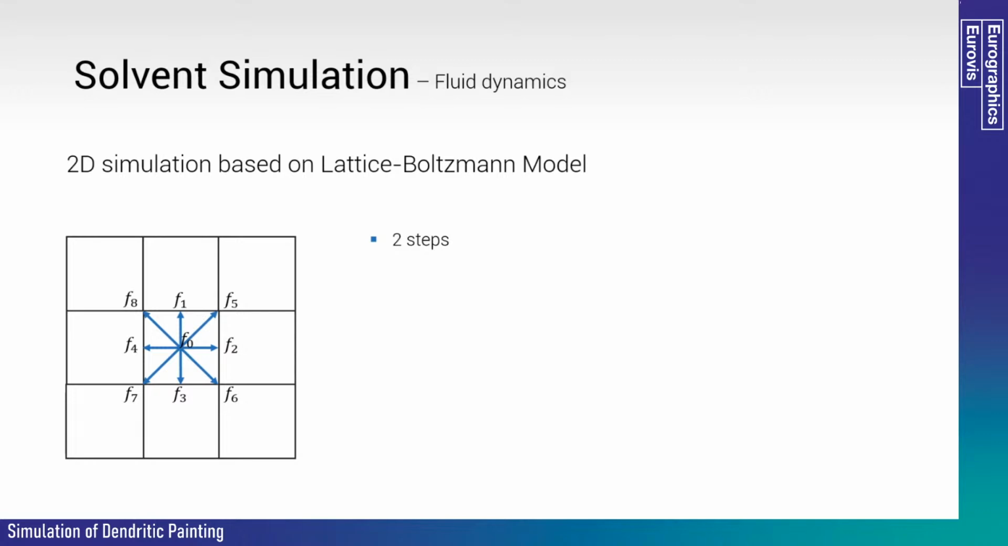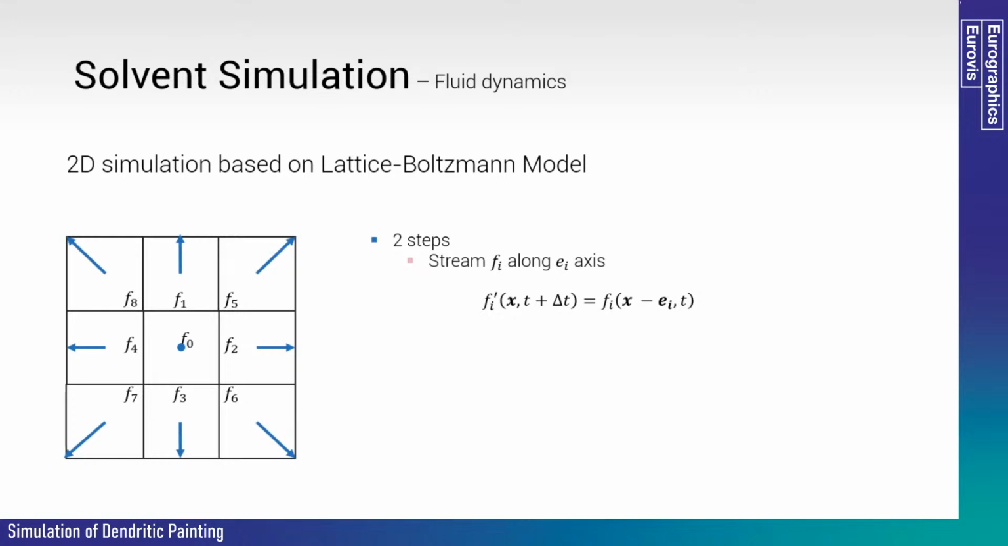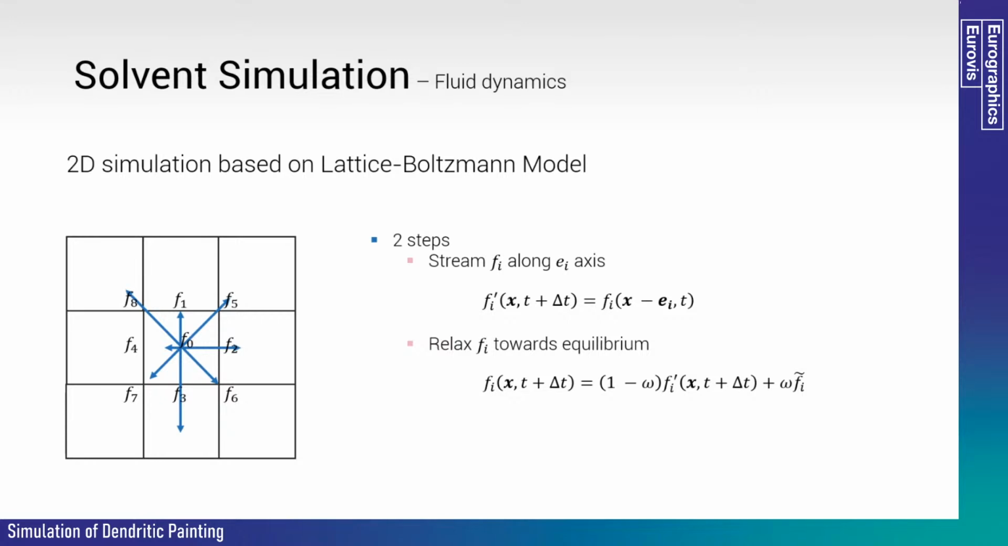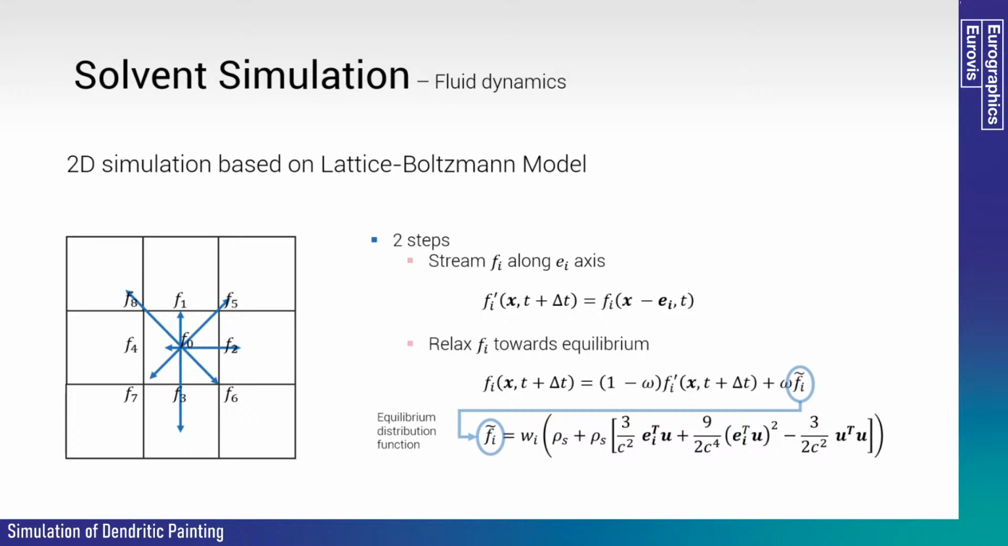There are 2 main steps in the Lattice-Boltzmann solver. First, the streaming step, where we stream the distribution functions along the E vectors, computing tentative distribution functions due to advection. And the second step relaxes the distribution function towards equilibrium by using the equilibrium distribution function. In our implementation, this function takes the typical form needed to make the fluid incompressible.